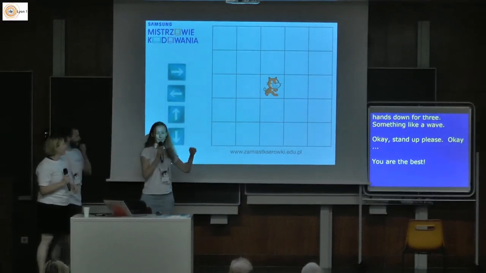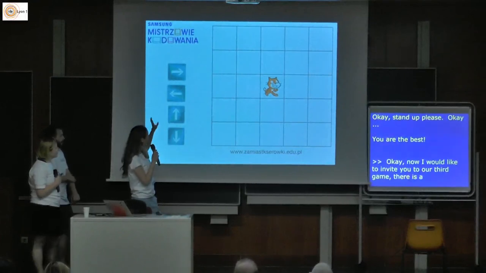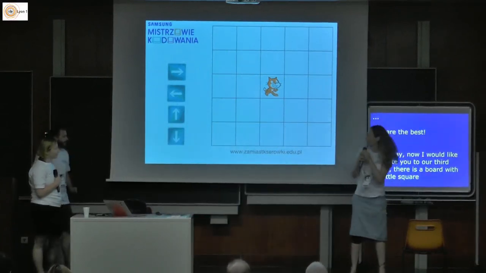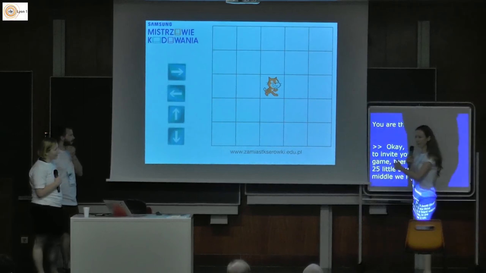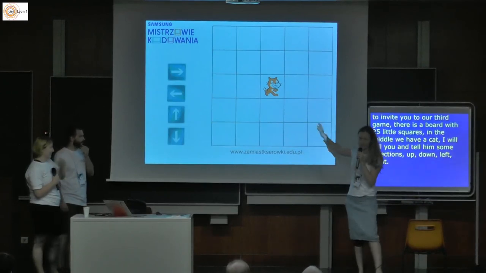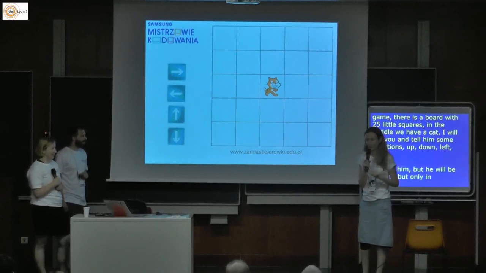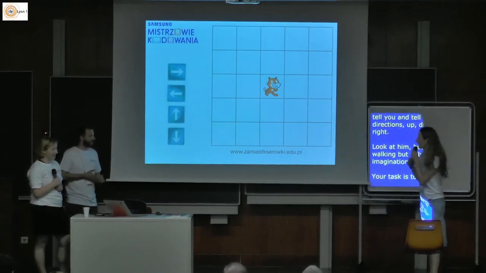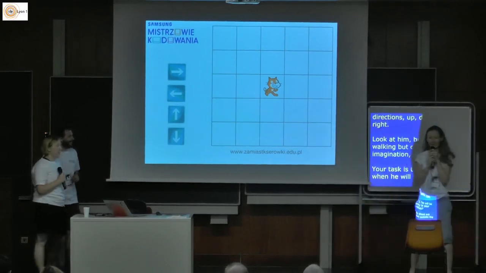Now I would like to invite you to our third game. There is a board with 25 little squares. In the middle, we have a cat. I will tell him some directions: up, down, left, right. He will be walking, but only in your imagination, okay? Your task is to shout out when he is outside the board. Is it clear?